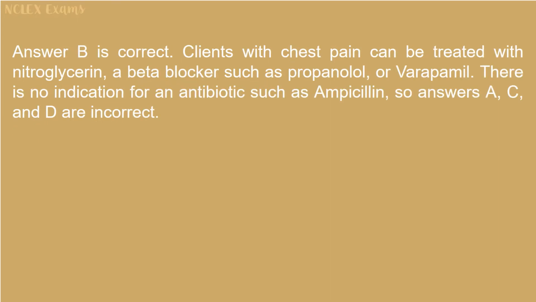Answer B is correct. Clients with chest pain can be treated with nitroglycerin, a beta blocker such as propranolol, or verapamil. There is no indication for an antibiotic such as ampicillin, so answers A, C, and D are incorrect.